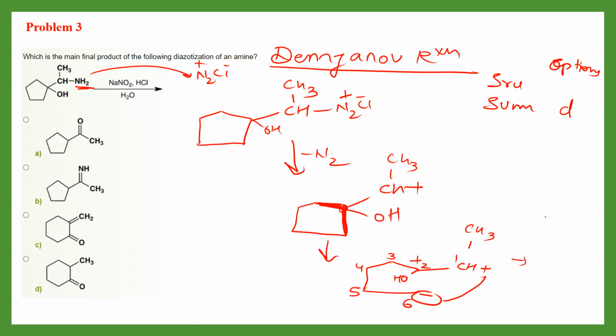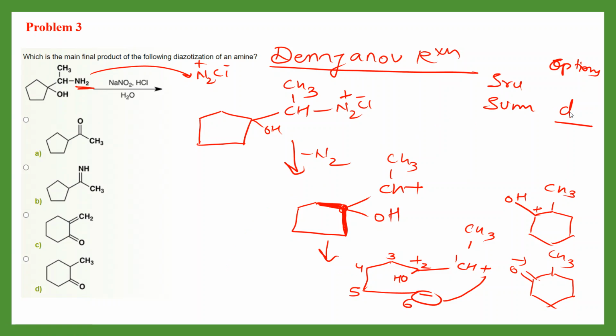Correct? Yes. So draw a 6-member ring. On the first carbon, CH3 is there. On the second carbon, a positive charge is there with the hydroxyl group. On the third and fourth it is as it is, fifth and sixth as attacked. At last, in these types of cases we get a ketone, CH3 and double bond O. So yes, very good Suman. The correct answer is D. Understood, everyone?